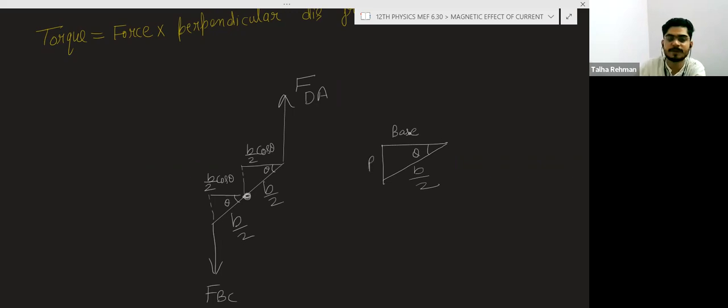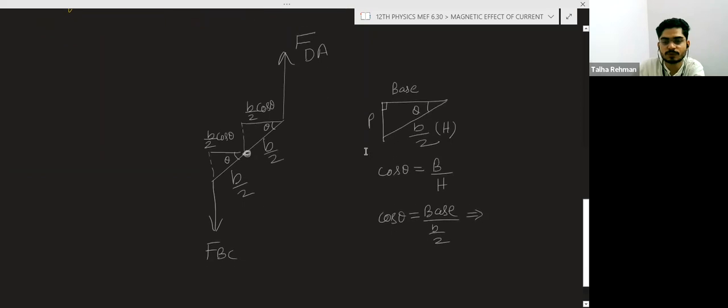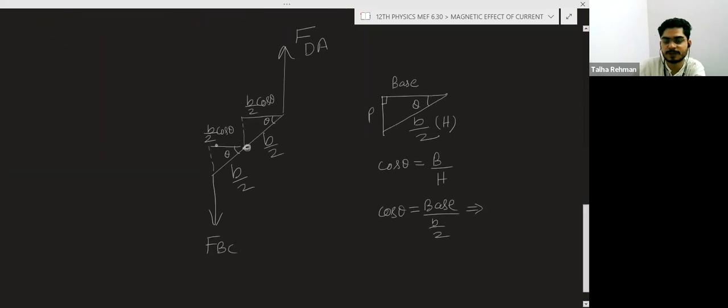Suppose P is the perpendicular. What is cos theta? Base by hypotenuse, and this angle is 90 degrees. So this will be your hypotenuse. So cos theta is equal to base by hypotenuse. Hypotenuse is B by 2. So your base will be B by 2 cos theta. That is why I have written B by 2 cos theta.